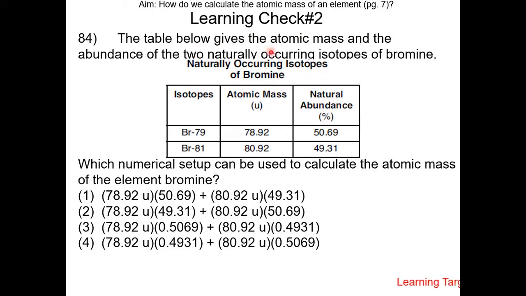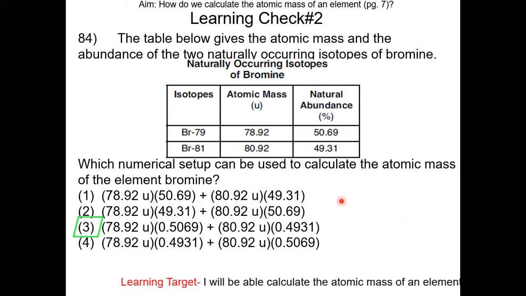Learning check number 2. The table below gives atomic mass and abundance of 2 naturally occurring isotopes of bromine. Which numerical setup can be used to calculate the atomic mass of the element bromine? Pause the video and resume once completed. So the answer is choice 3.